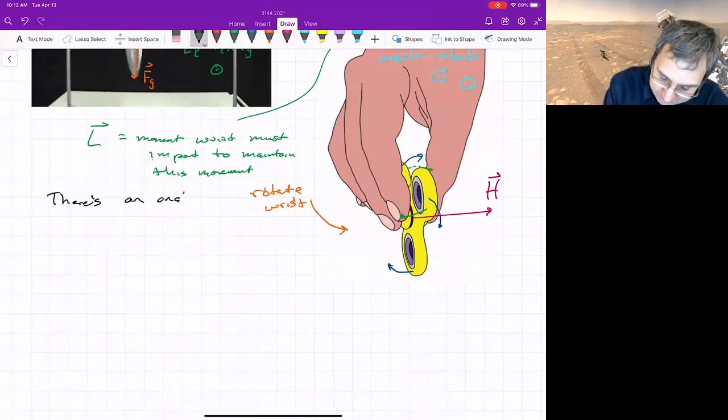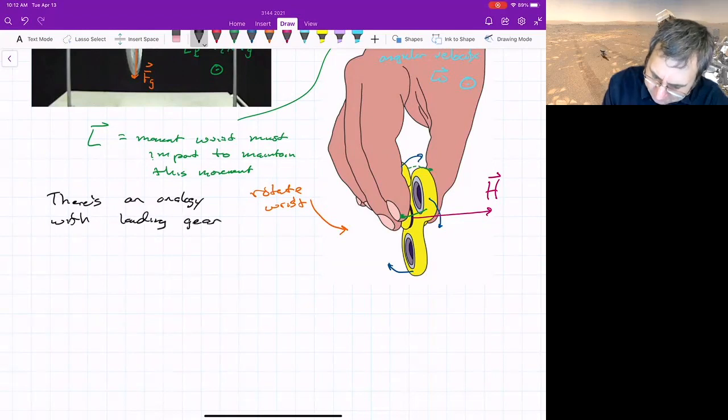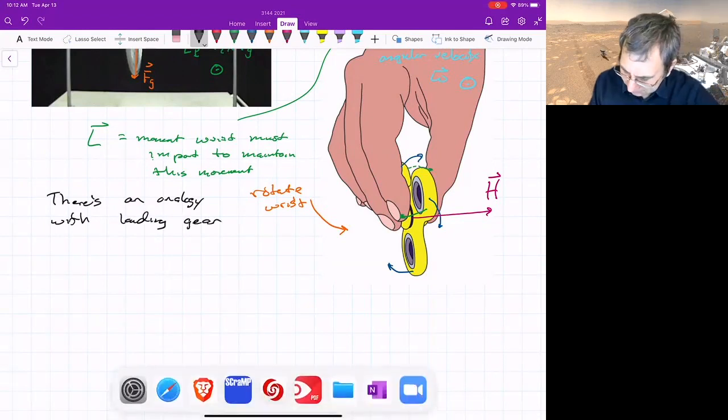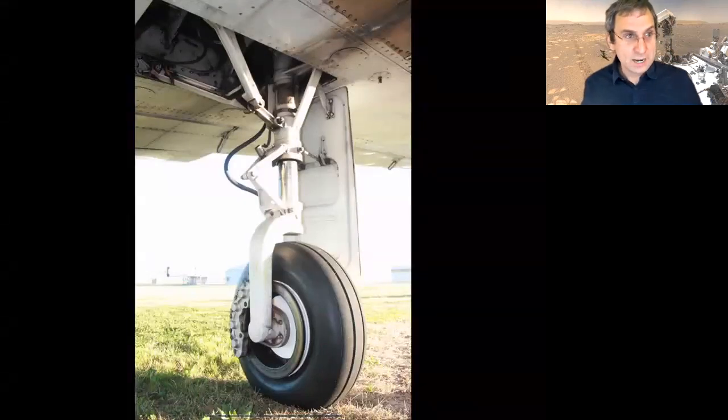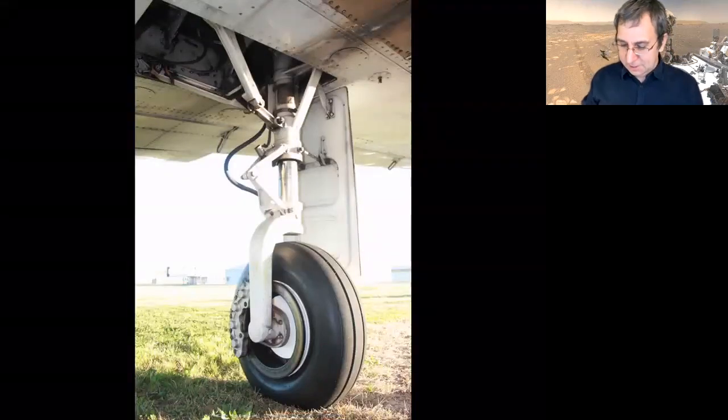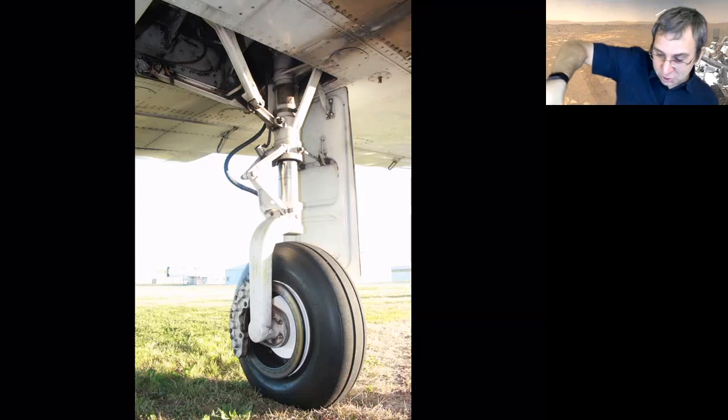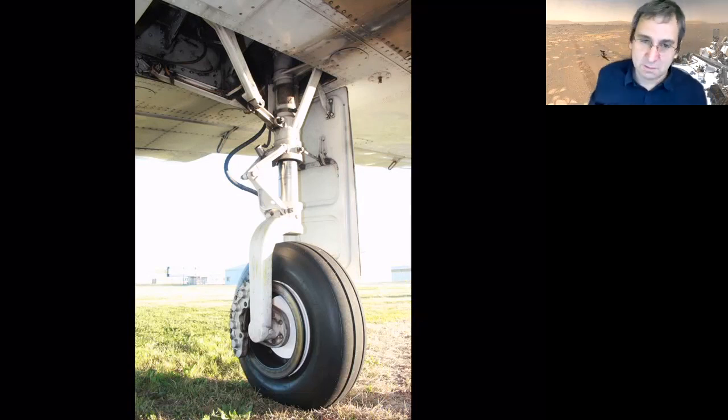So there's an analogy with landing gear. Some planes have had landing gear this way. I don't know if all planes have. Yeah, they don't actually do landing gear this way anymore. But old-timey landing gear, this is the wheel, right? The wheel, as it's spinning during takeoff, is going to be moving extremely rapidly. And if you try to turn this up, it's exactly like the fidget spinner. And you're going to have lots of moments imparted up there where things could break.